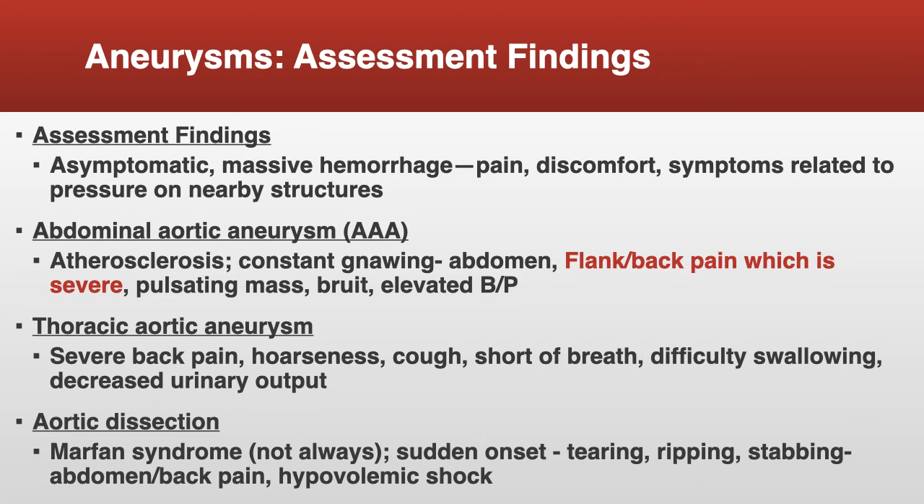With your thoracic aortic aneurysm, they're going to have severe back pain. Depending on how large it is, they can have hoarseness, cough, shortness of breath, difficulty swallowing, and decreased urinary output if it's a thoracic aortic aneurysm.